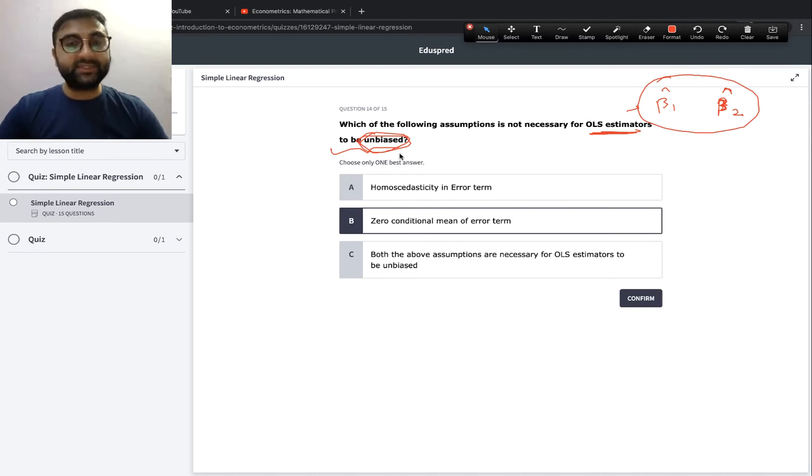So even if you have heteroscedasticity, if this assumption is satisfied, OLS estimators are still going to be unbiased. So whether homoscedasticity or heteroscedasticity, it doesn't matter. The unbiasedness property does not get affected as long as this assumption is satisfied. Okay, be careful with this.